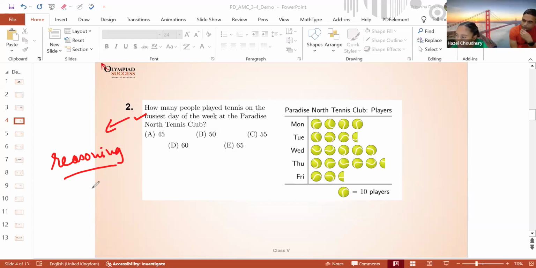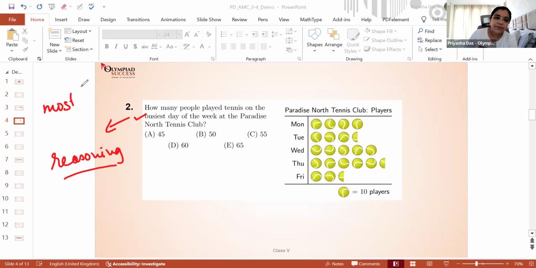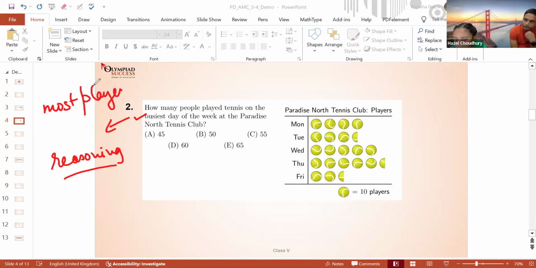I think we have to find out which one has the most players. That's exactly what busiest day means. So, it is 55.